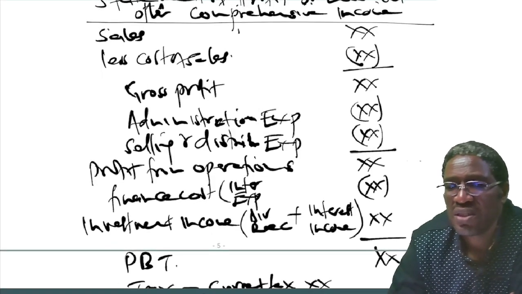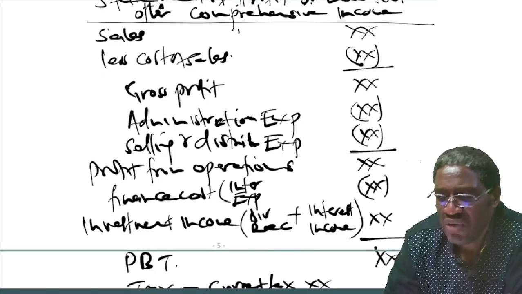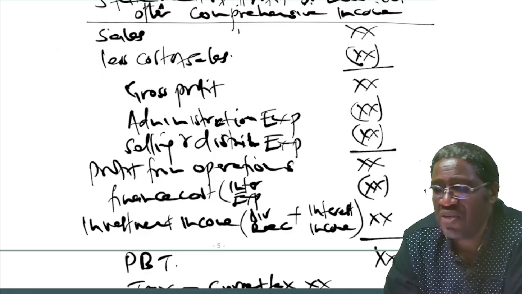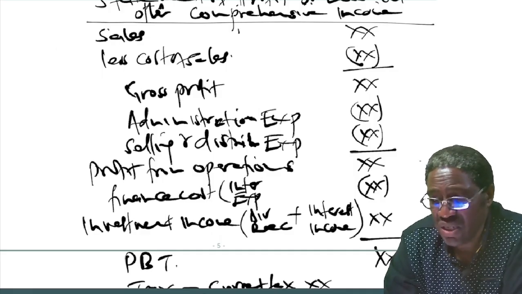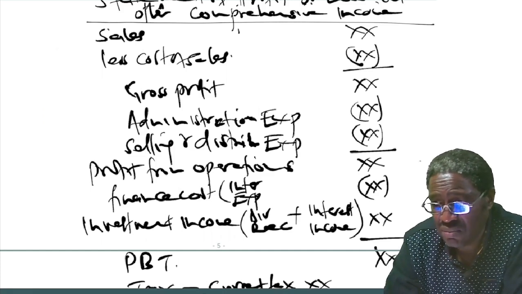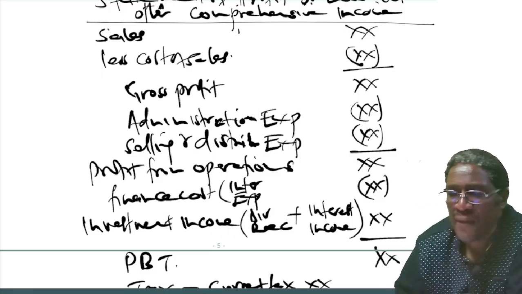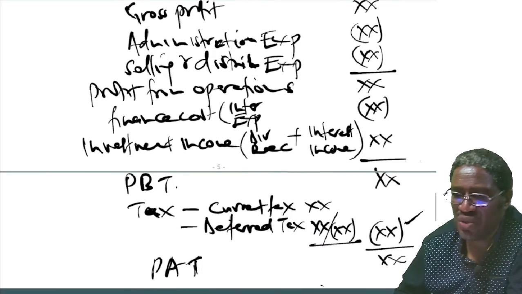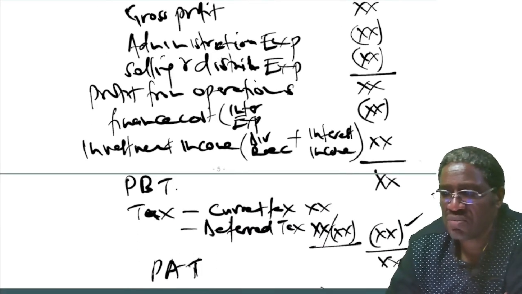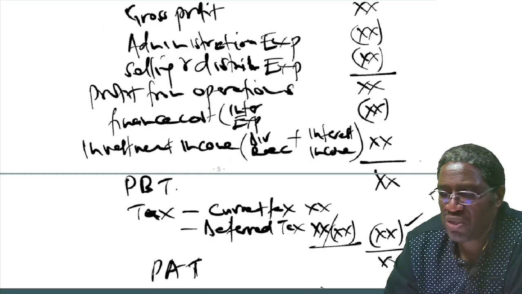Then you come to the next item called investment income. I've put in bracket whether in form of dividend received or interest income. That one you are adding. Then you get the net, what we have called profit before tax.